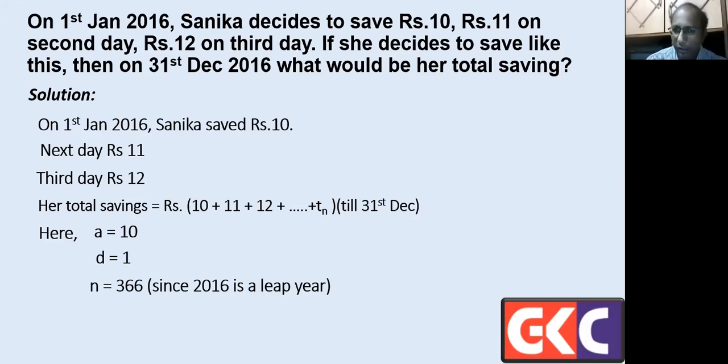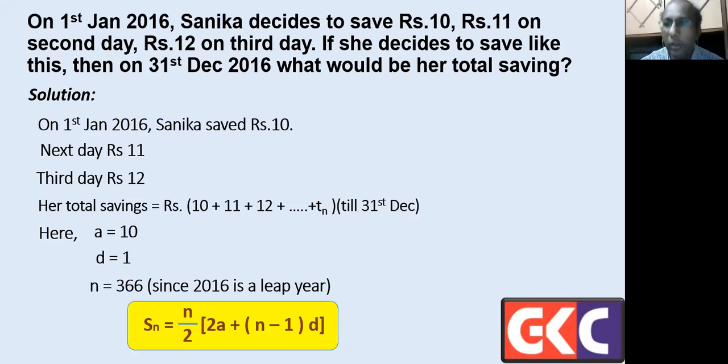Is that thing clear? Now tell me, what do I have to find? TN or SN? SN, because we have to get the value of total saving, and if we want to find total saving, we have to find SN. The formula we already know: N/2 into 2A plus N minus 1 D. Is that thing okay? Remember again, N is 366 because it is a leap year. A is 10, D is 1. We can easily substitute these values over there, and we can easily calculate the value of SN.